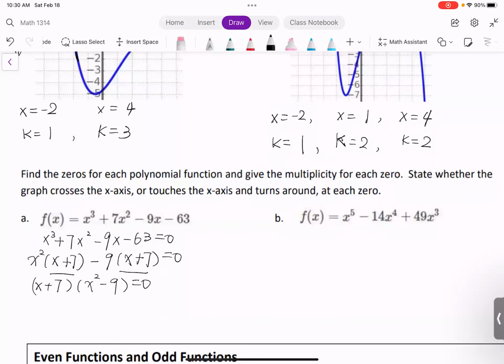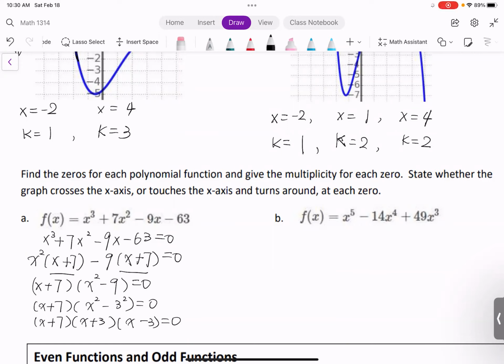We're not done, because the second part is the conjugate formula. x plus 7, times x squared minus 3 squared. Is that a squared minus b squared? Yes. So that's x plus 7 times x plus 3 times x minus 3.